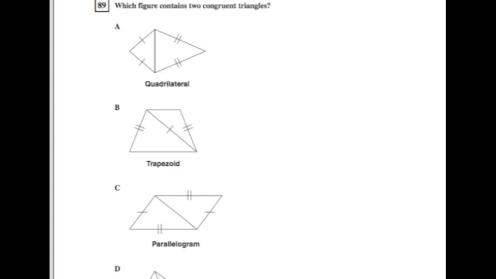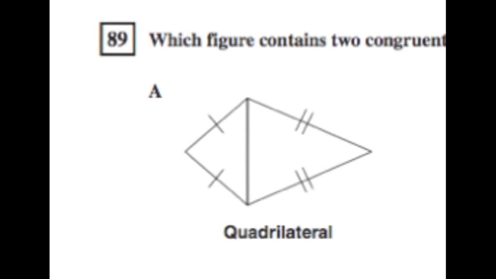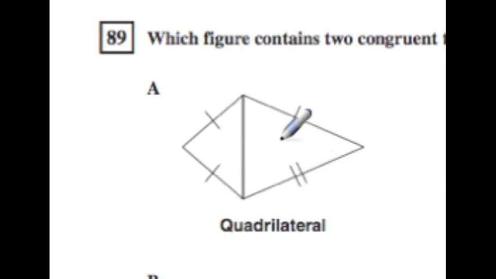All right, 89 says, which figure contains two congruent triangles? So let's go ahead and zoom in once again. So we have this shape right here, quadrilateral. As you can see, there are two triangles. Are they congruent? Remember, congruent means same. So are these two triangles the same? Well, they don't look the same, but looks can be deceiving. So let's go ahead and look at the markings on it to make sure that they're not the same.